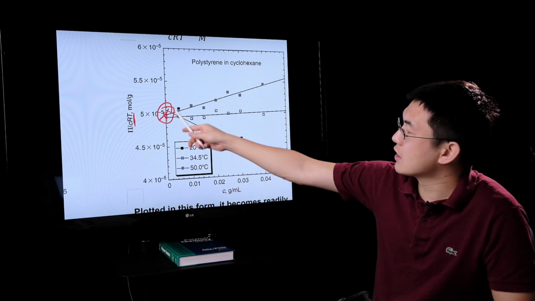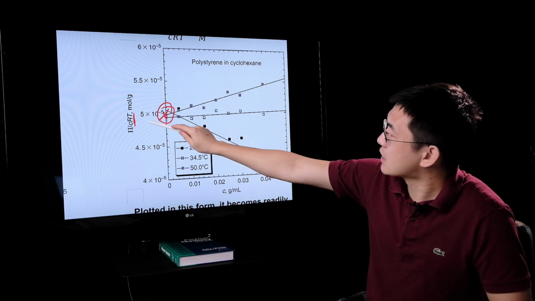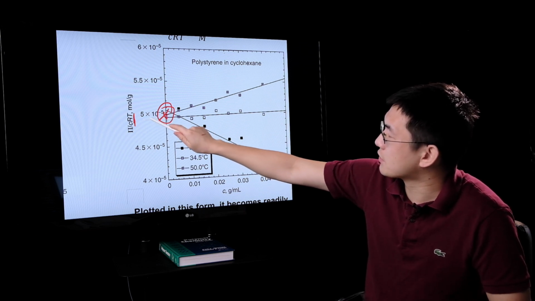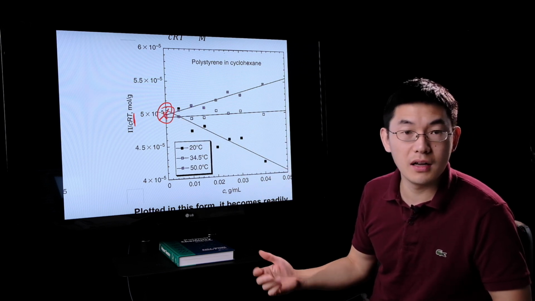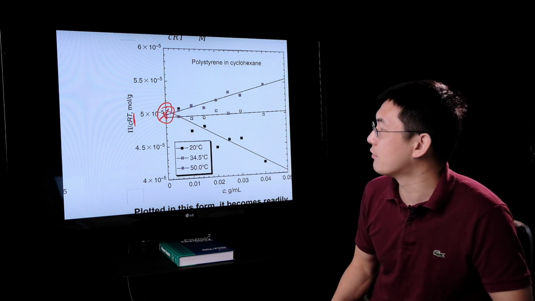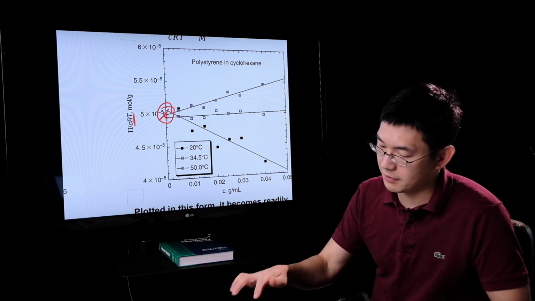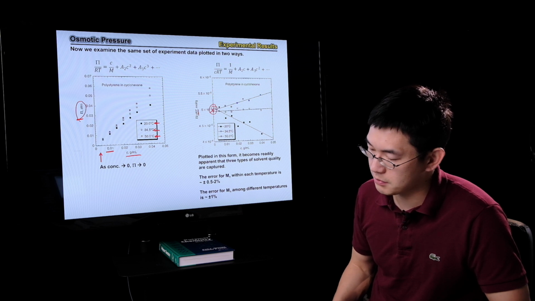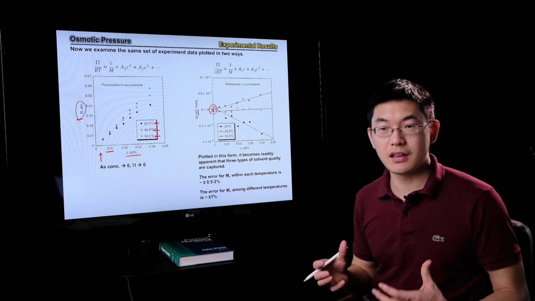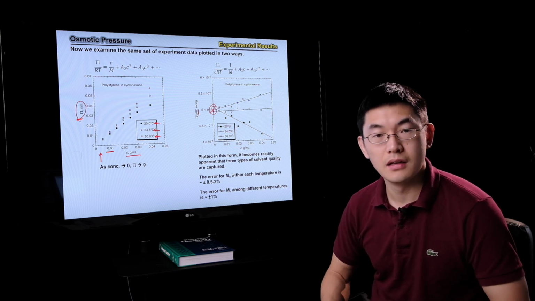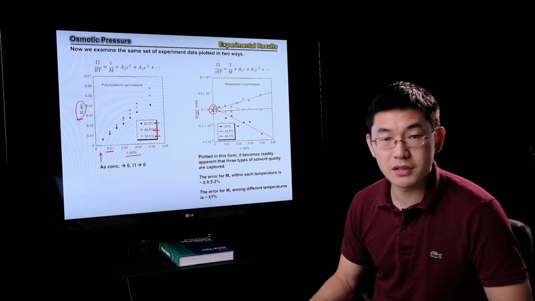So this will tell you the molecular weight of your polystyrene, and you can tell this intercept is 5 multiplied by 10 to the power of minus 5. If you take 1 divided by this value, this is about 20 kilodalton polystyrene, or 20 kg per mol. So this is how people use the osmotic pressure to understand the polymer-solvent interaction, and also as a good way to get the molecular weight.